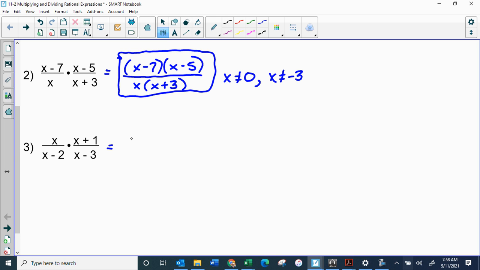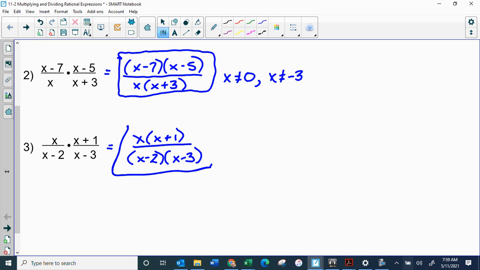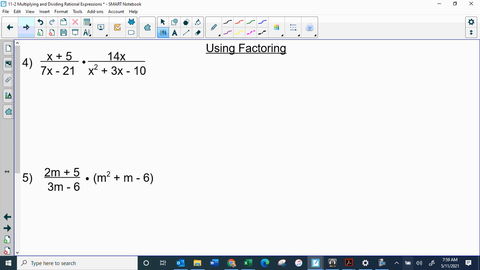So x times x plus 1 over x minus 2 times x minus 3. Again, there are no common factors that can cancel out. So we're done. And the exclusions are x can't be equal to 2 and x can't be equal to 3 because those would cause the denominator to be 0. All right, so let's kick it up a notch.